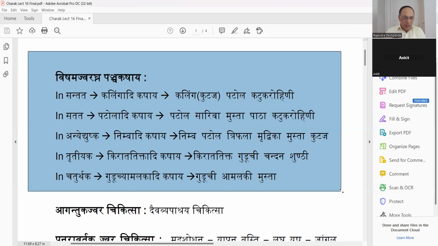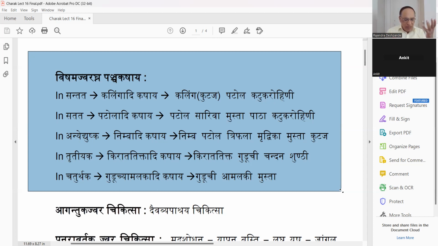So I will first like to chant the very interesting shlokas. This is very important. Vishama Jwara Panch Kashaya: 5 decoctions for 5 types of the Vishama Jwara, which are called Santata Jwara, Satata Jwara, Anyadishka, Tritiyaka, and Chaturthaka. These are the 5 types of Jwara. Let us hear carefully the original Sanskrit shloka, which is a little bit interesting.